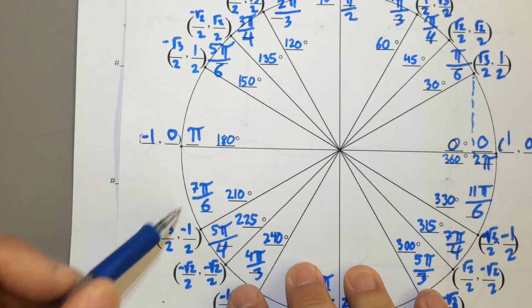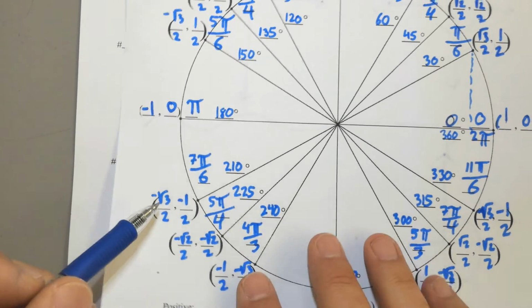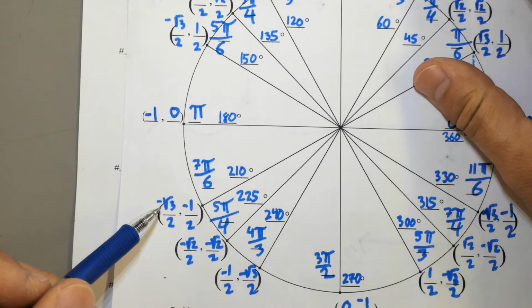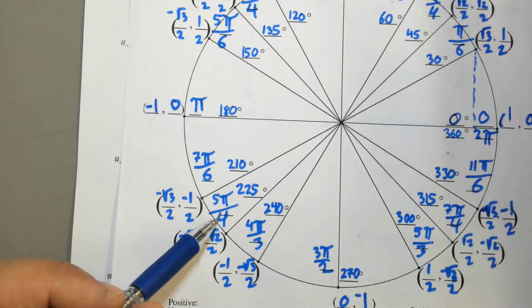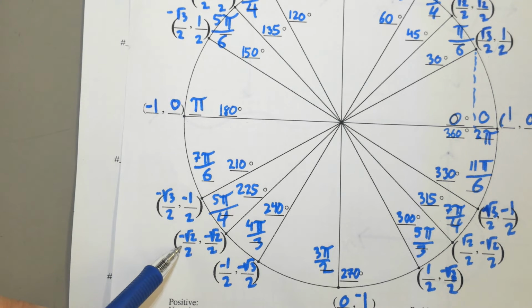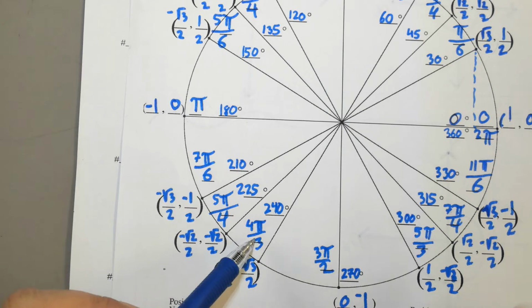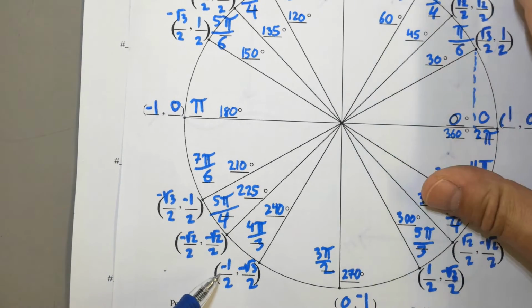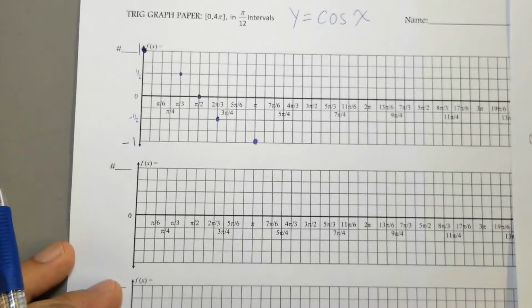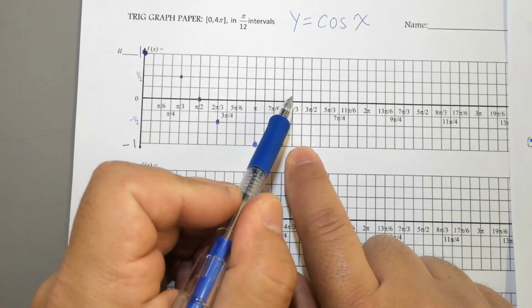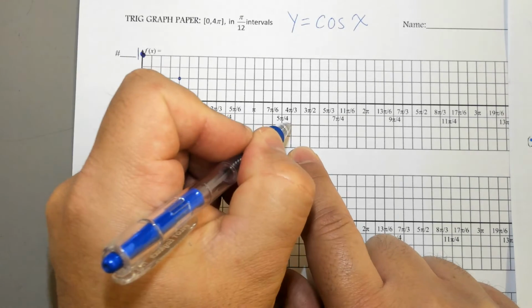Let's continue. 7 pi over 6, negative radical 3 over 2. Again, not too friendly to do by hand. 5 pi over 4, negative radical 2 over 2. Again, not too friendly. We'll do that on decimals. But for 4 pi over 3, we are at negative 1/2. This one we could do by hand. So let's do that. 4 pi over 3, negative 1/2. Here we are.